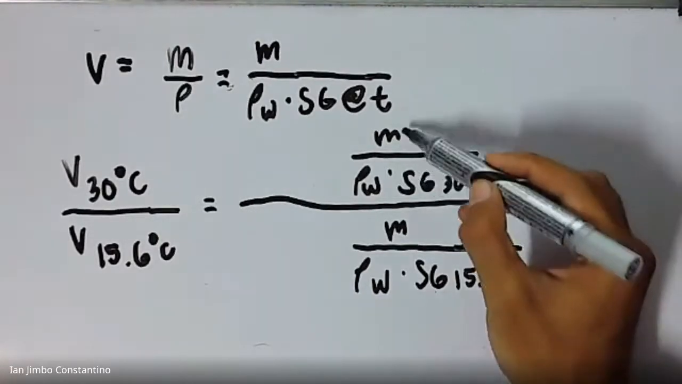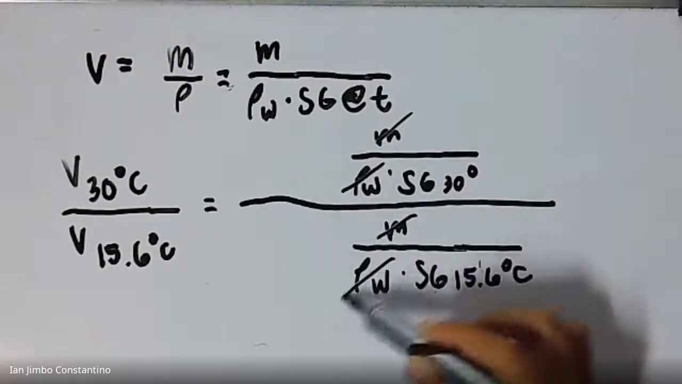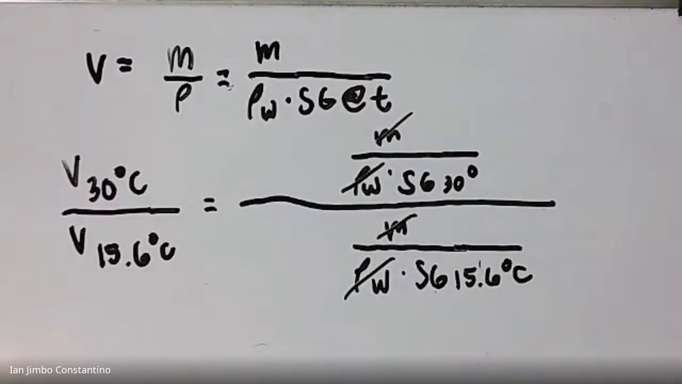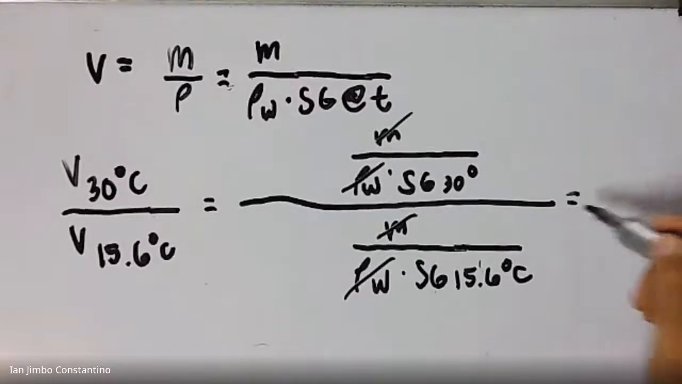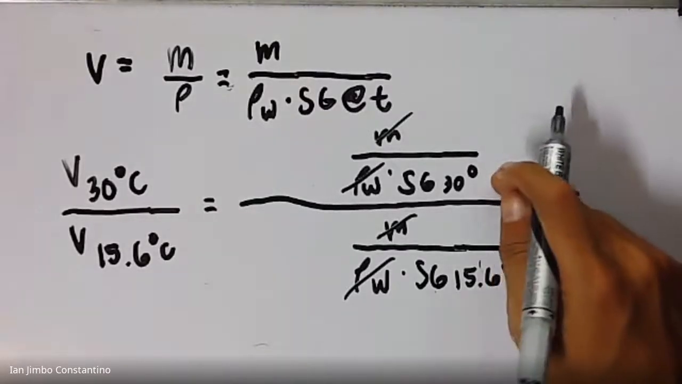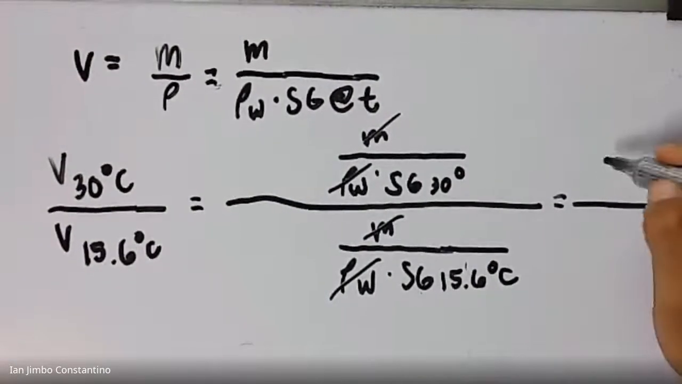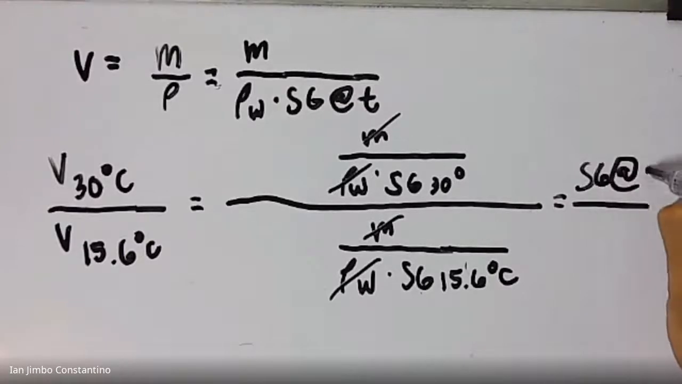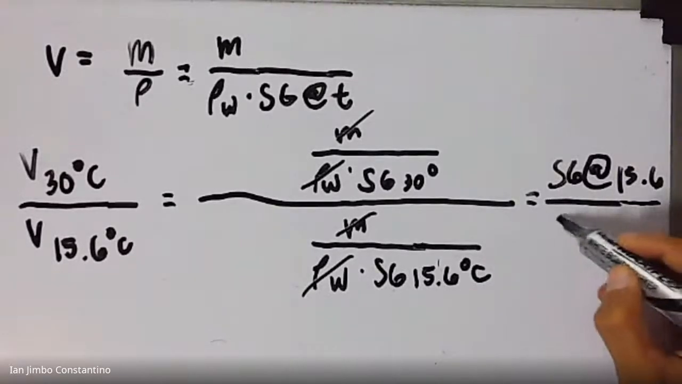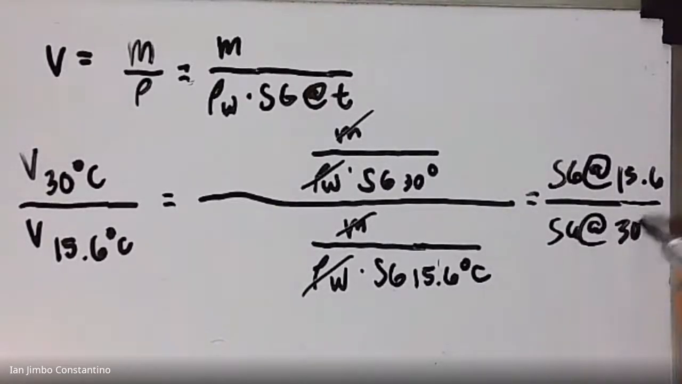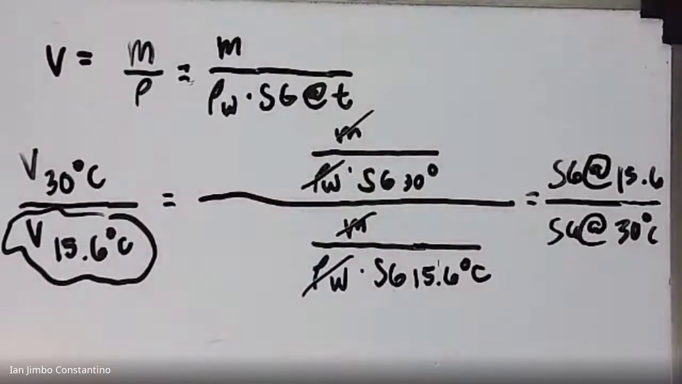This way, we can cancel the same units and the same values. The mass is canceled and then the density is canceled. And since it is in your denominator, you can cross-multiply, so we can make this our numerator and then this will be your denominator. Now, this is SG at 15.6, and then SG at 30 degrees Celsius. Now we can solve for the value of volume at 15.6 degrees Celsius.